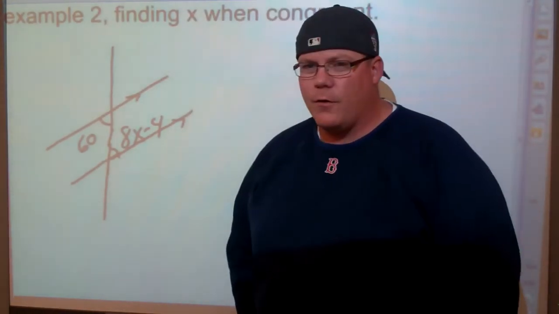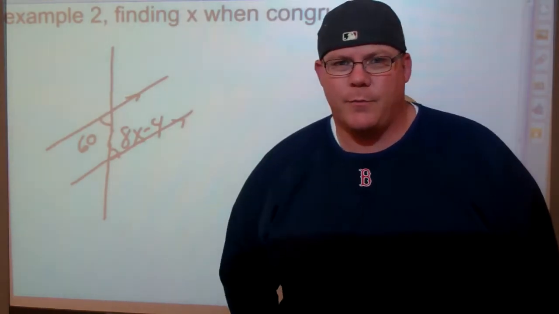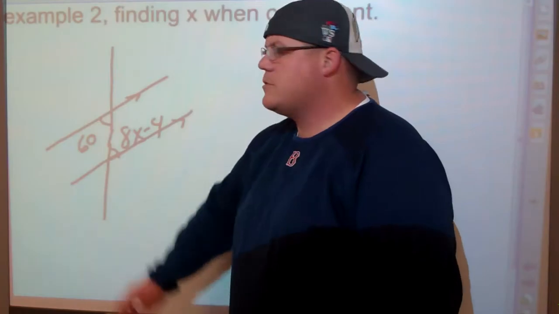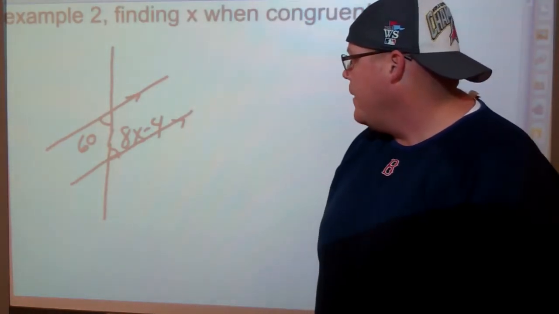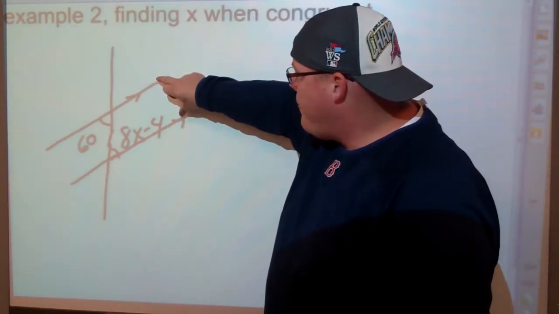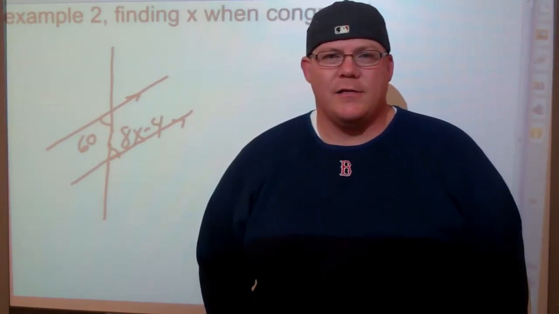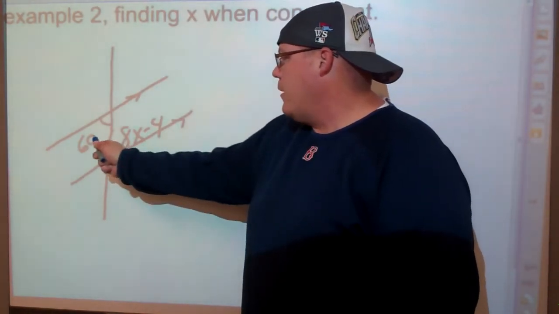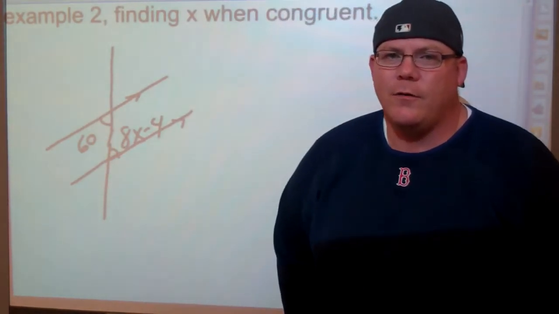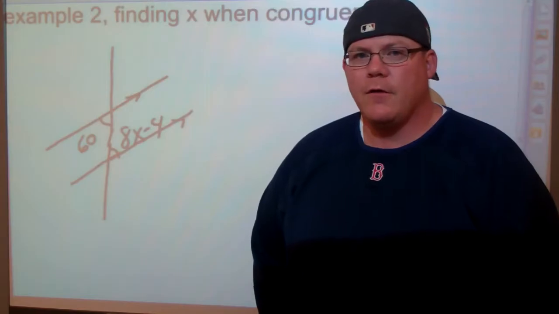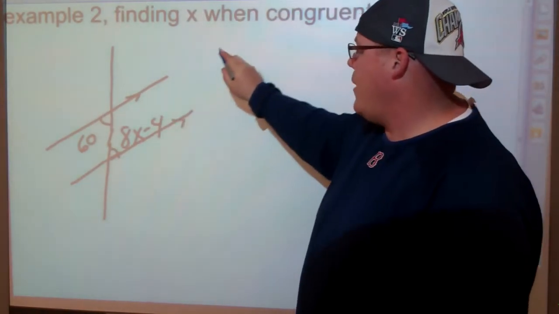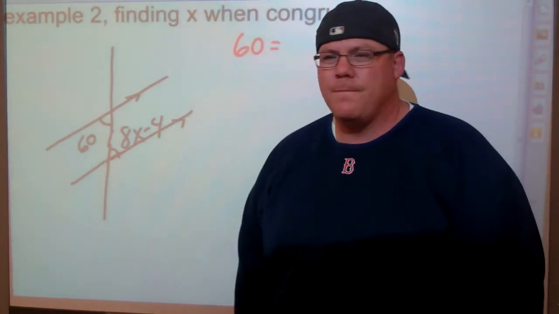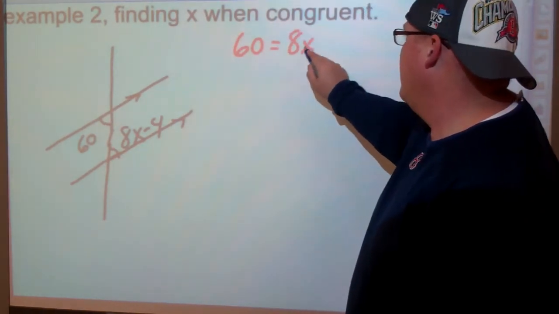Well, why are these congruent? Let's look at the theorems and postulates. We have our transversal. They're on opposite sides, so this is going to be an alternate theorem. And they're inside the parallel lines, so this is alternate interior angles. Alternate interior angles are congruent to one another. So if they're congruent, do they add up to 180 or do they equal each other? They equal each other. So angle 1 is 60. Well, 60 equals angle 2, 8x minus 4.